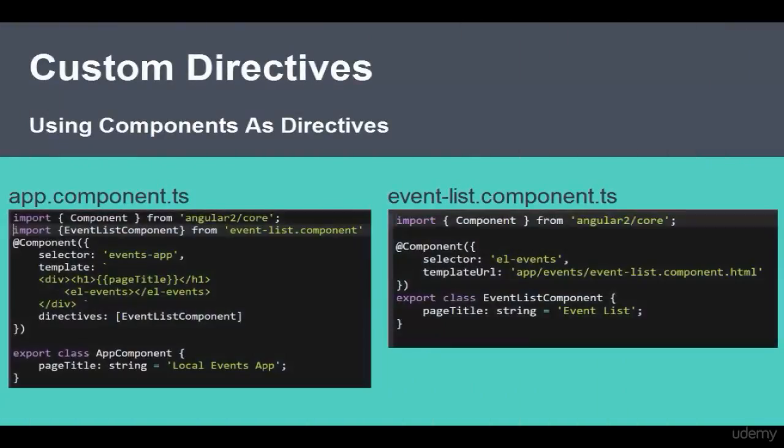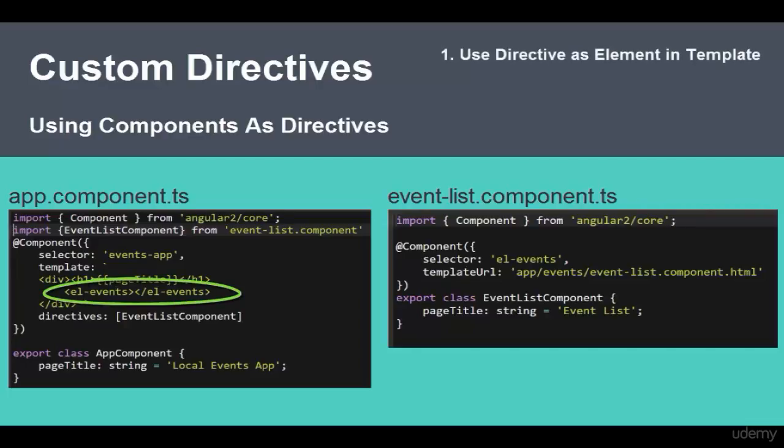In this section, we built a template, then built its component, and learned how to use that component as a directive. Now let's review the 3 steps to use a component as a directive. This is the main takeaway from this section. First, we use the directive as an element in the template for any other component. We use the directive component selector as the directive name.